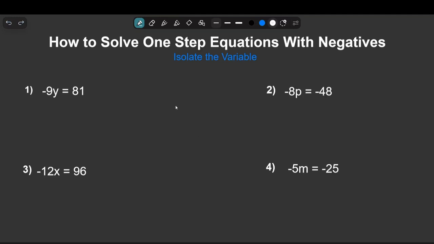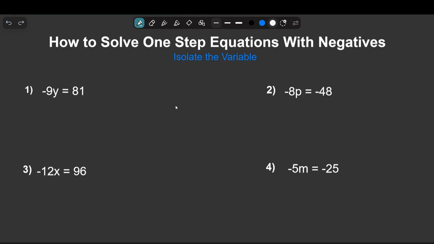In this video I'm going to cover how to solve one-step multiplication equations with negatives. Now when we solve one-step equations we want to isolate the variable first, which means get it by itself. Basically we want to undo whatever is being done to the variable, that way the variable is by itself on one side of the equation. We do this by using the inverse or opposite operation. Keep in mind, it is very important that whatever is done to one side of the equation, it must be done to the other. That keeps everything balanced and equal.